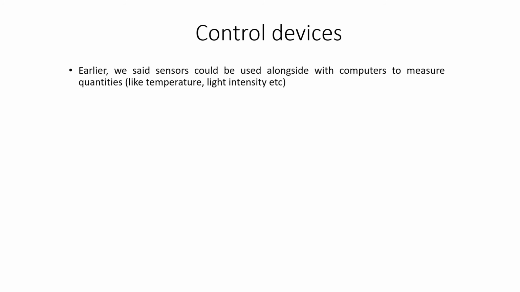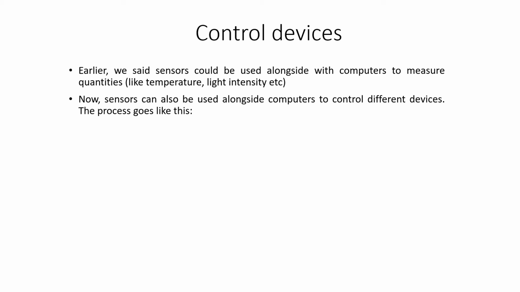So earlier we said sensors could be used alongside computers to measure physical quantities such as temperature and light intensity. Now sensors can also be used alongside computers to control a range of devices. The process goes like this.